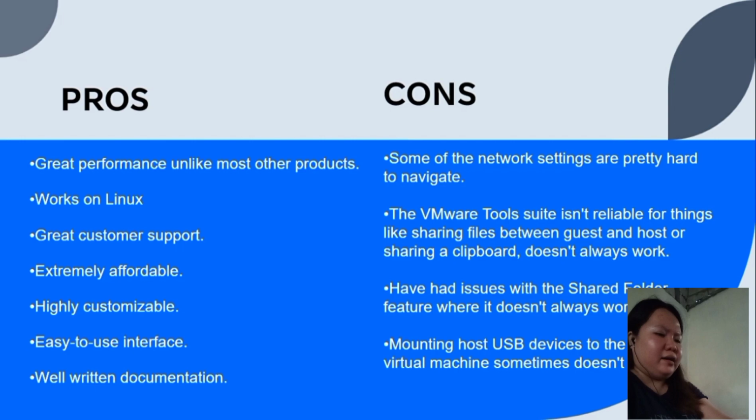And now, I will discuss the pros and cons of VMware Workstation 17 Pro. Pros: great performance unlike most other products. Works on Linux. Great customer support. Extremely affordable. Highly customizable. Easy to use interface. Well-written documentation. And for the cons, some of the network settings are pretty hard to navigate.